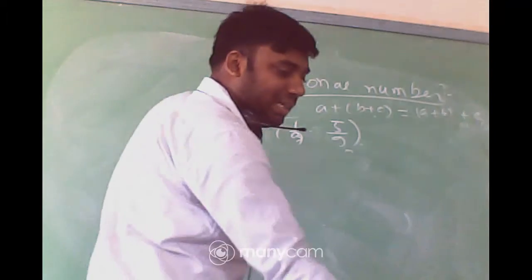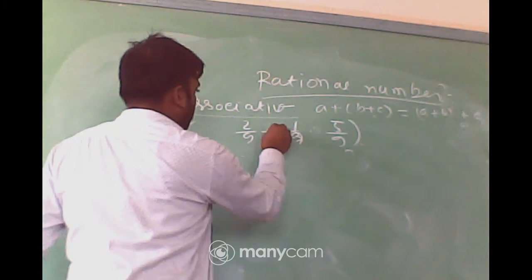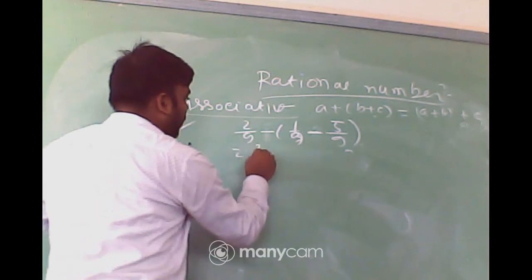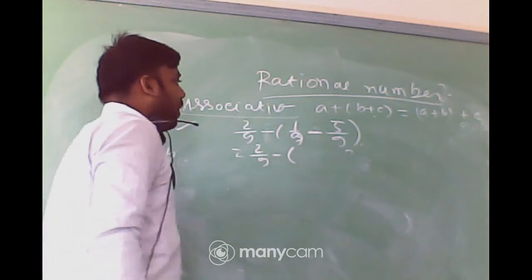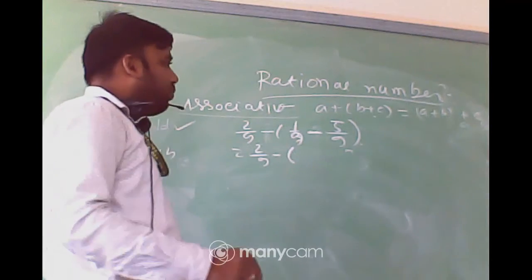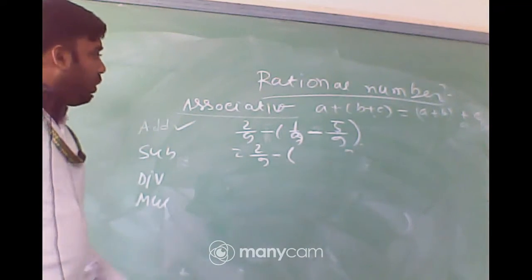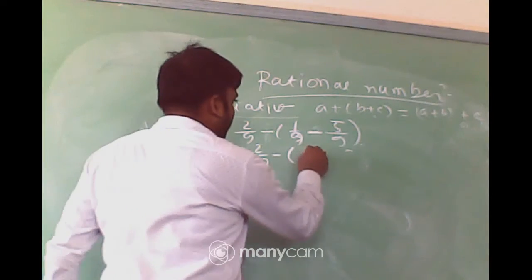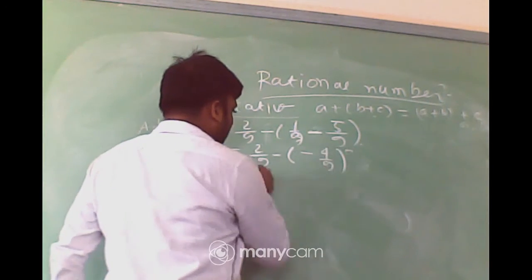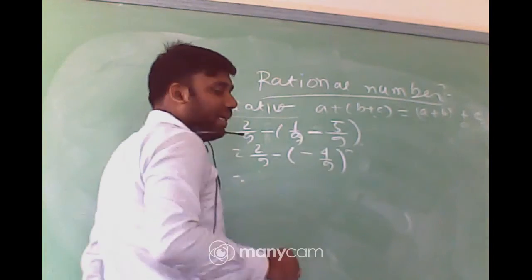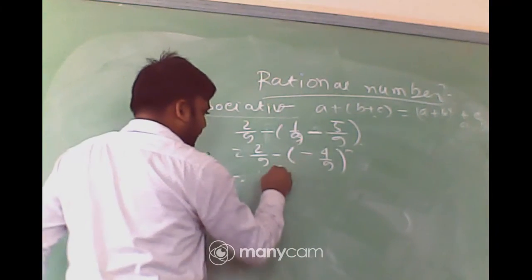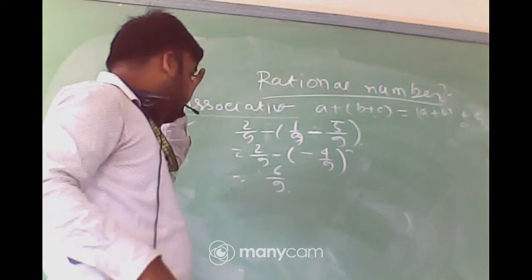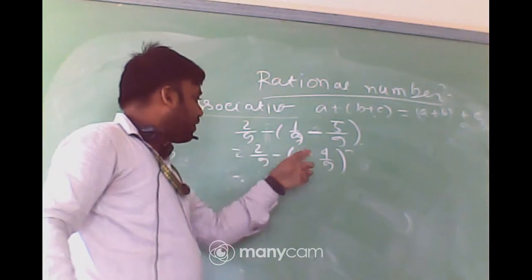Just do it in the same way. So you will get 2 by 9 minus of 1 by 9 minus 5 by 9. What result will you get? 1 by 9 minus 5 by 9, obviously it is minus 4 by 9. Now 2 by 9 minus of minus 4 by 9. So minus into minus is plus, 2 plus 4, that is 6 by 9. Got it, everyone?